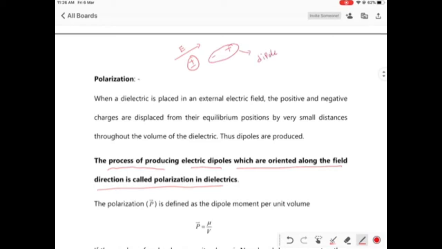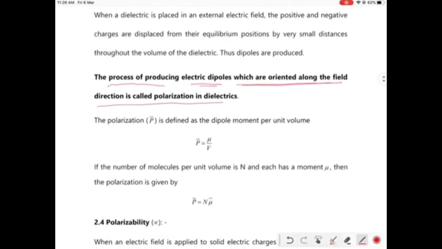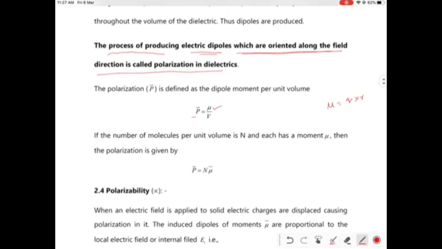Therefore, P is equal to mu by V, where mu is called the dipole moment, and the dipole moment is the product of the charge and the separation distance. If the number of molecules per unit volume is capital N and each has a moment mu bar, then the polarization is given by P bar is equal to the product of N into mu bar, where mu bar is the dipole moment per molecule.